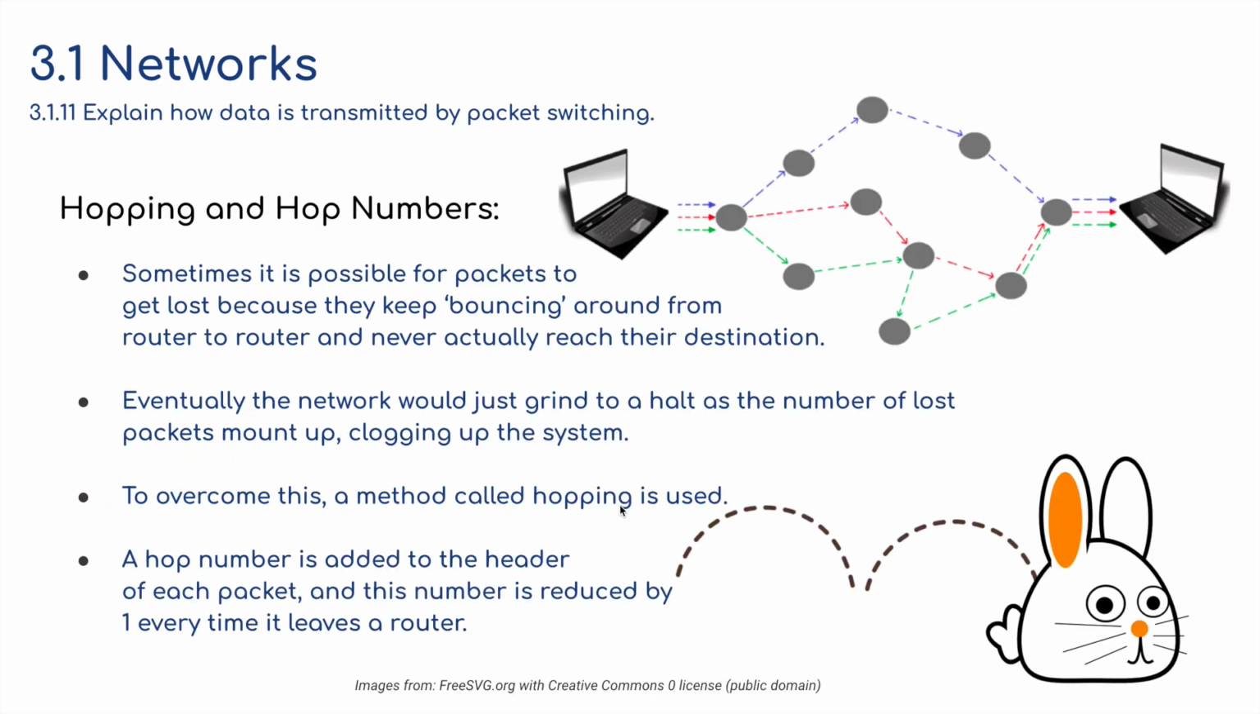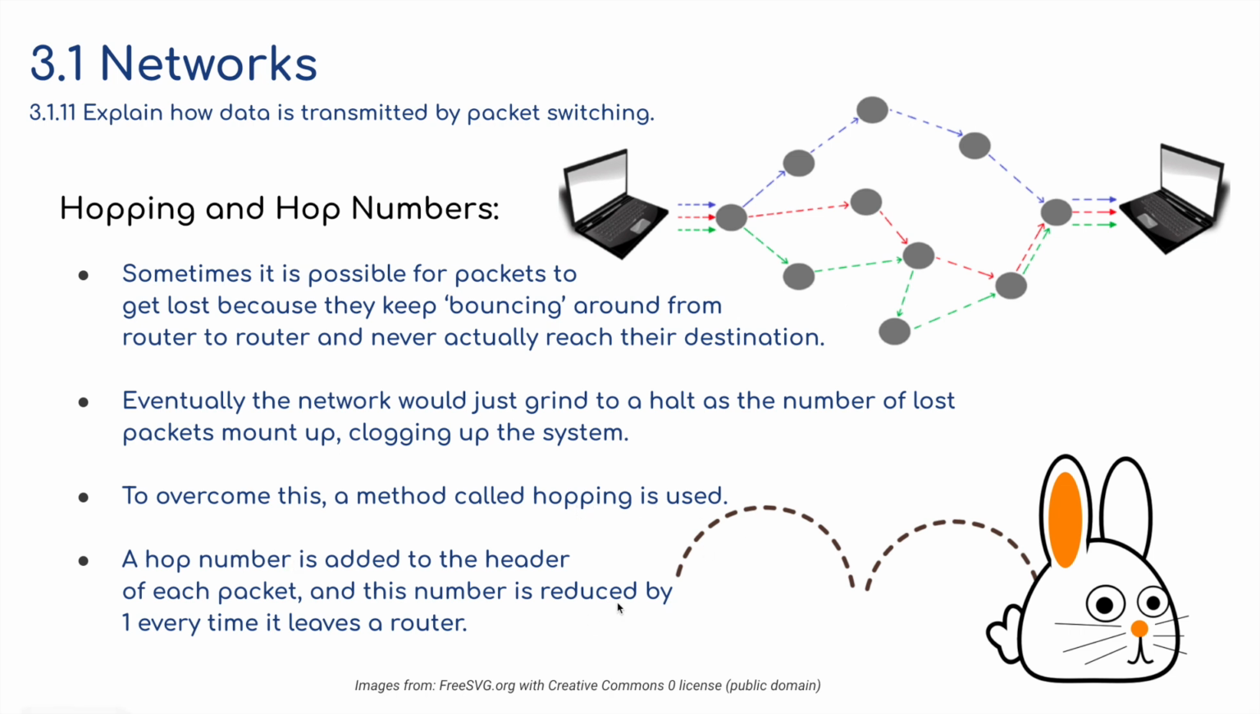Okay, so hopping and hop numbers. Here's my little rabbit. Sometimes it is possible for packets to get lost because they keep bouncing around from one node to another, one router to another, and never actually reaching the destination. Eventually the network will just grind to a halt as the number of lost packets mounts up, clogging up the system. To overcome this, a method called hopping is used.